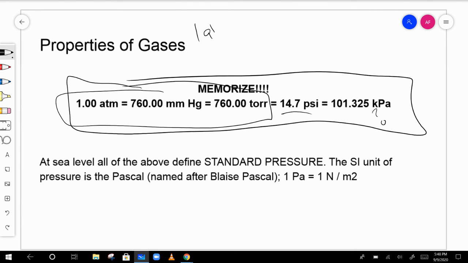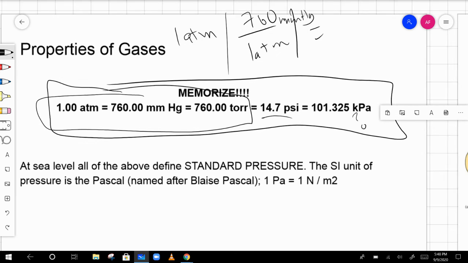Okay, you have to be able to convert pressures from one unit to another. So if you have 1 ATM and you want to go to millimeters of mercury, it's just 760 over 1 ATM. I hope you guys are good at conversions at this point. It's just converting, but it's good to memorize those things.